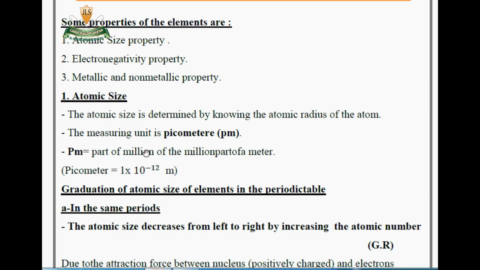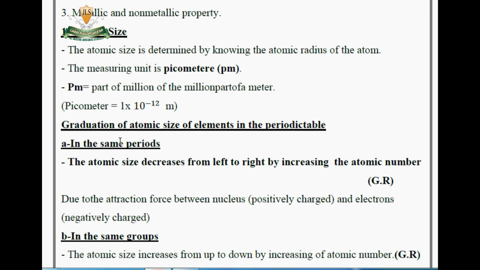The atomic size is determined by knowing the atomic radius of the atom. The measuring unit of the atomic size is the picometer. A picometer equals one millionth of a millionth of a meter, and a picometer equals 1 by 10 to the power minus 12 meter. Let's go to the graduation of atomic size of elements in the periodic table.